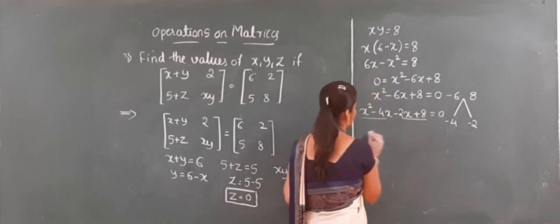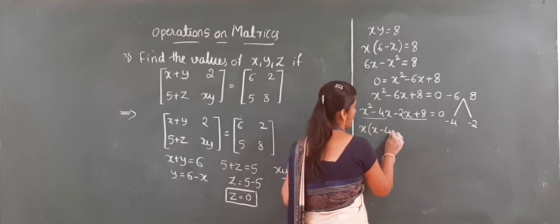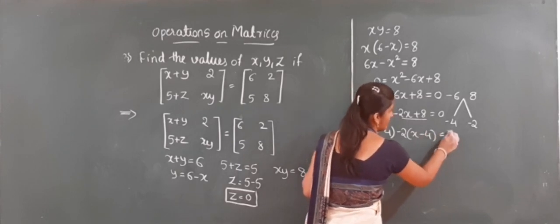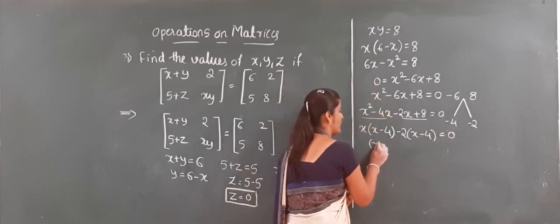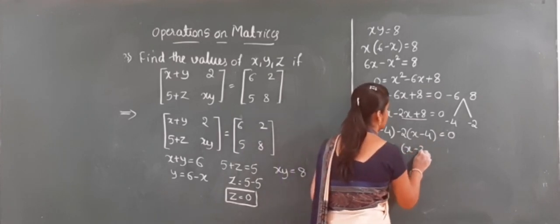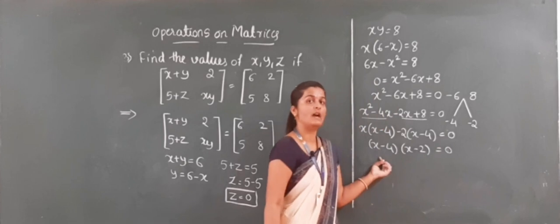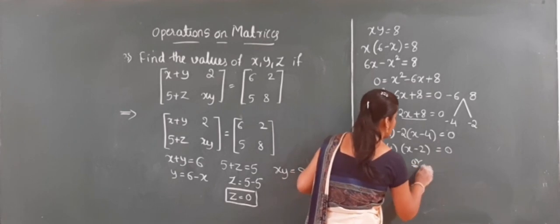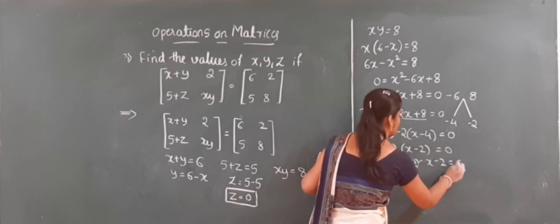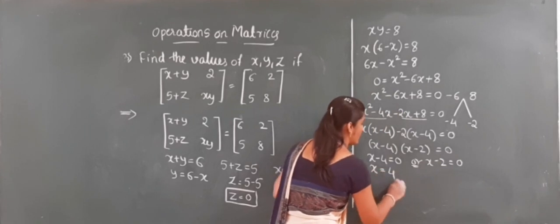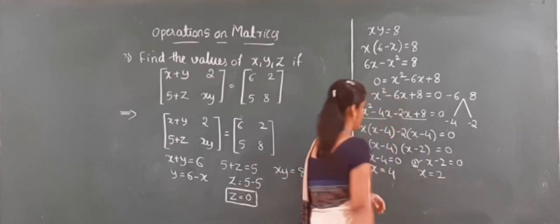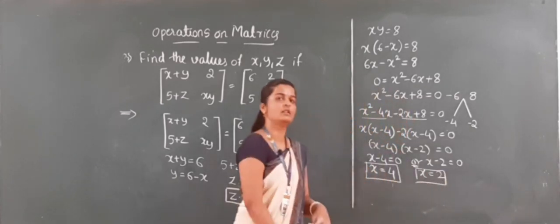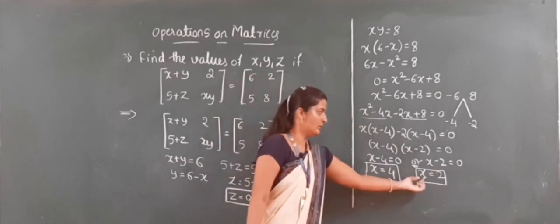So I will take the common terms. x is left, x minus 4, and here minus 2 is common, x minus 4 equal to 0. Next, x minus 4 into x minus 2 equal to 0. From this what can we conclude? We can conclude that x minus 4 equal to 0 or x minus 2 equal to 0. So we got x equal to 4 or x equal to 2. Either the x value is 4 or the x value is 2. So we got two values for x.